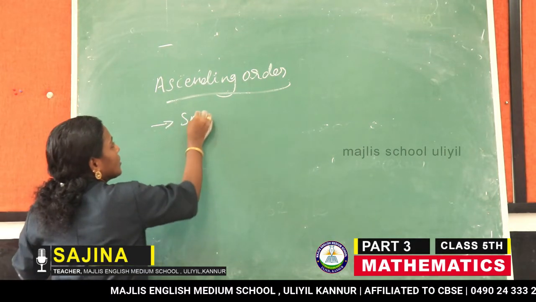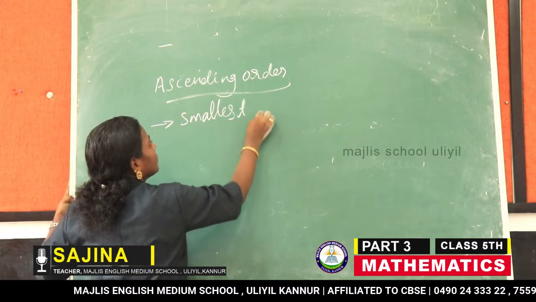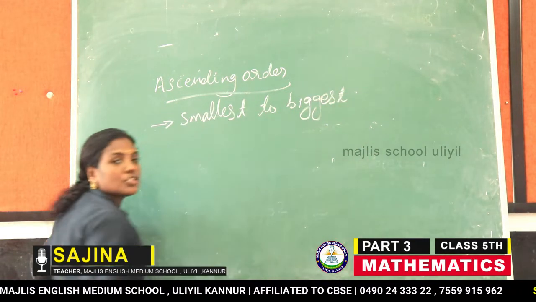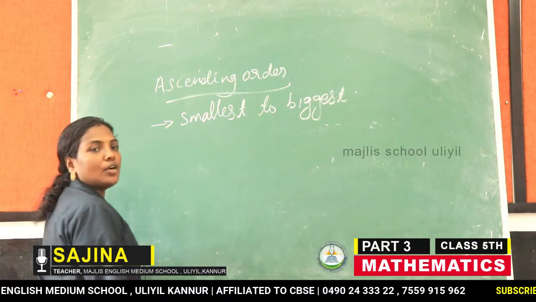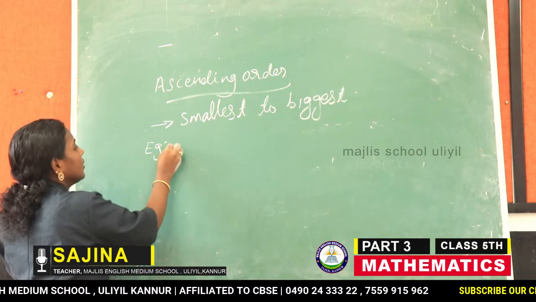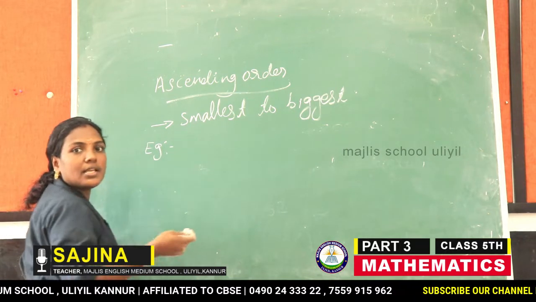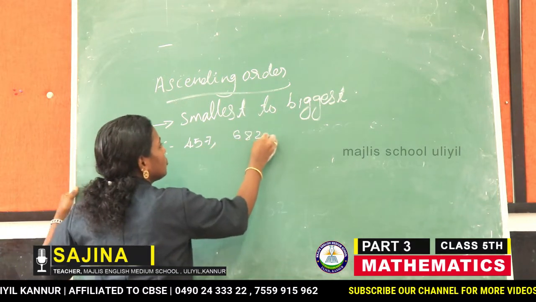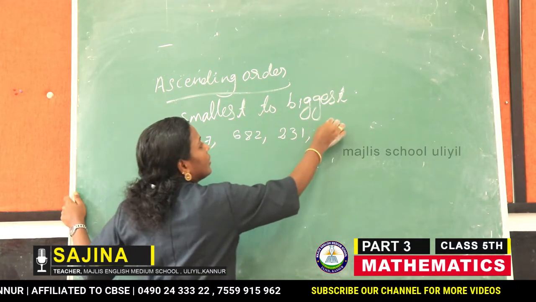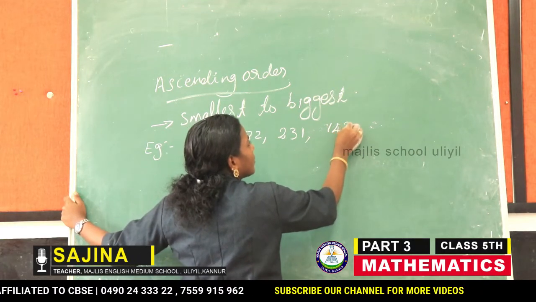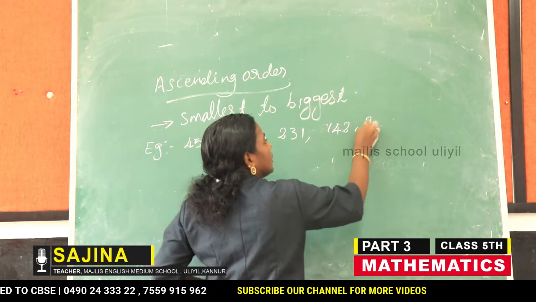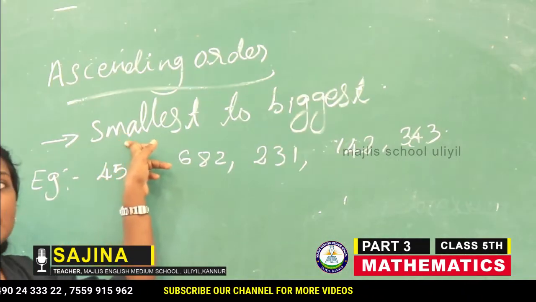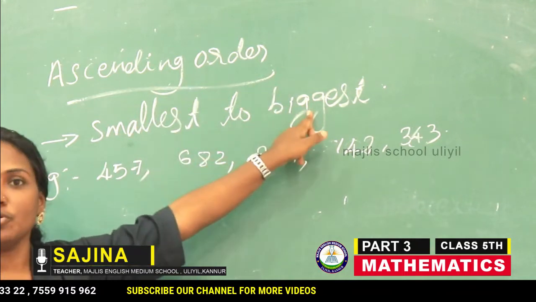It is smallest to biggest. Smallest to biggest is the ascending order. For example, write the following numbers in ascending order. The numbers are 457, 682, 231, 142, 343. Ascending order means arranging the numbers from smallest to biggest.